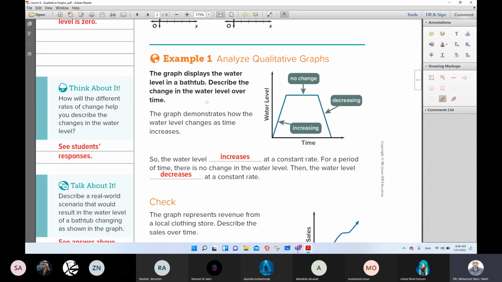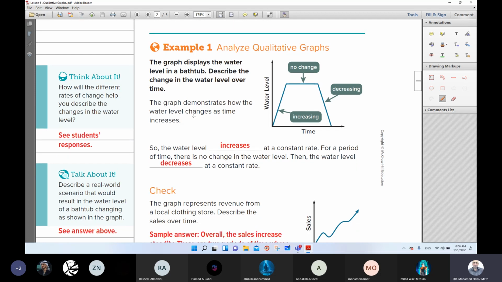Analyze qualitative graphs. The graph displays the water level in a bathtub. Describe the change in the water level over time. The graph demonstrates how water level changes as time increases. As you see here, the x-axis represents the time, and the y-axis represents the water level. In this period, we have increasing to this point. From this point, we have no change to this point. From this point, we have decreasing. So this is the meaning of analyzing qualitative graphs.